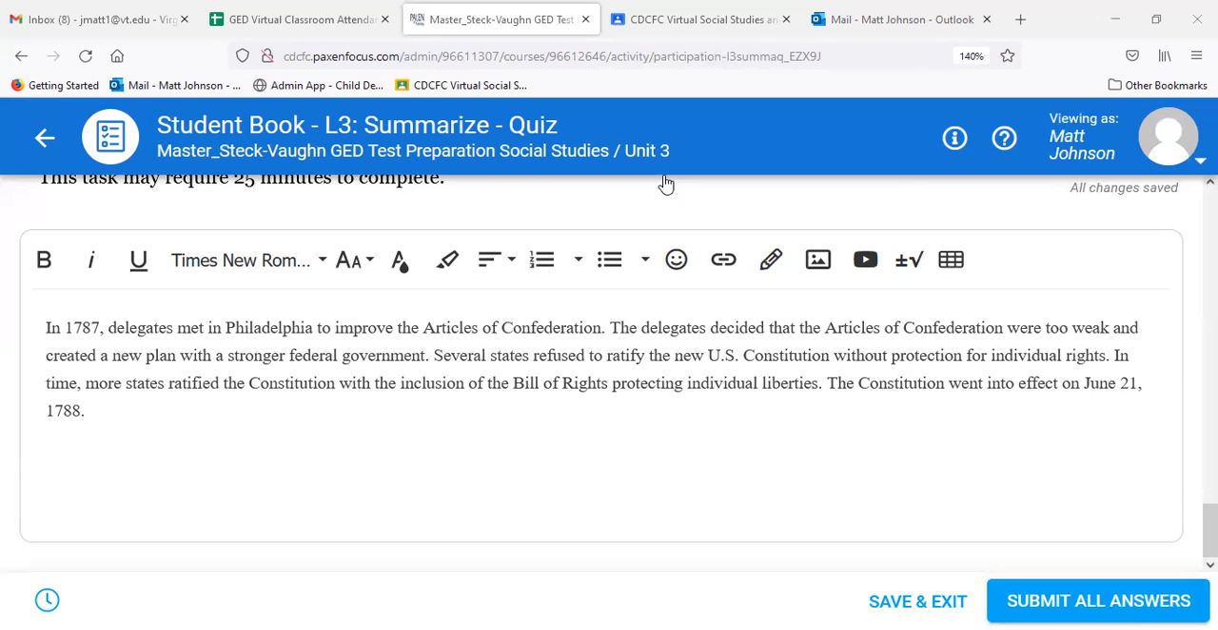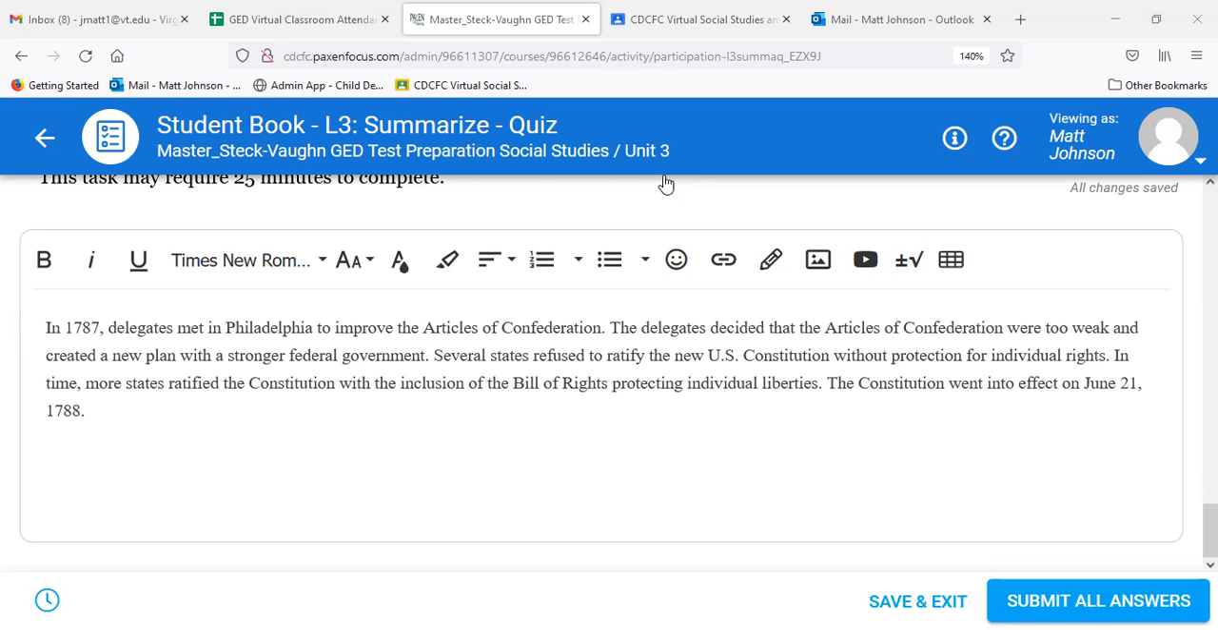We had delegates meeting in Philadelphia to improve the Articles of Confederation. Why? Because delegates decided that it was too weak. We don't need to say that specifically because we say they were going to improve it, right? So we know that the Articles of Confederation needed work. So delegates met in Philadelphia to improve the Articles of Confederation. What happened? The delegates decided that the Articles of Confederation were too weak and created a new plan with a stronger federal government. What happens next?